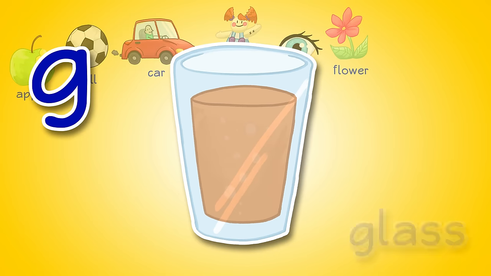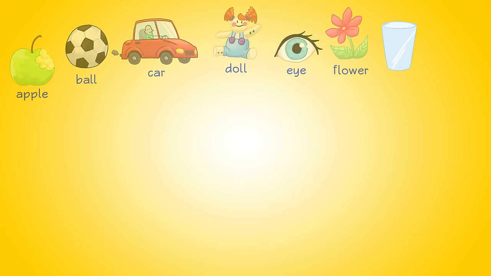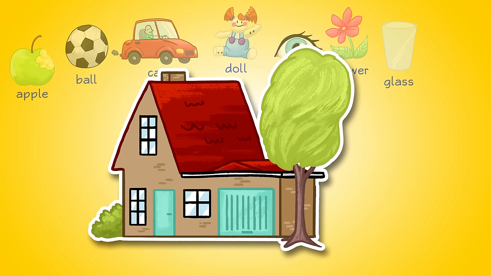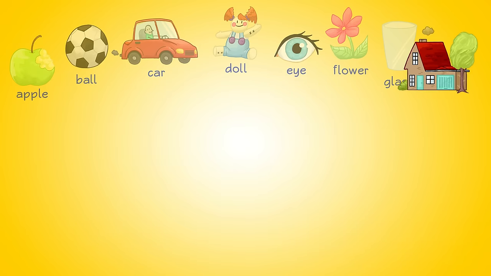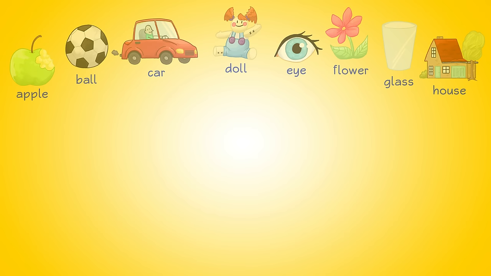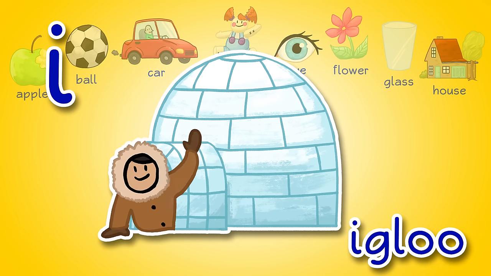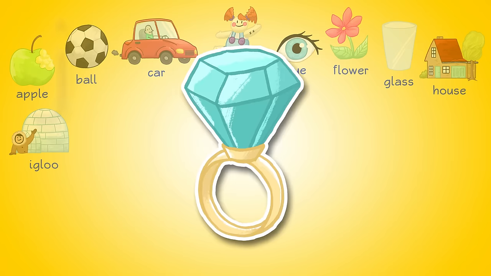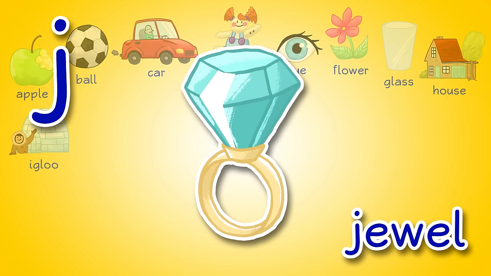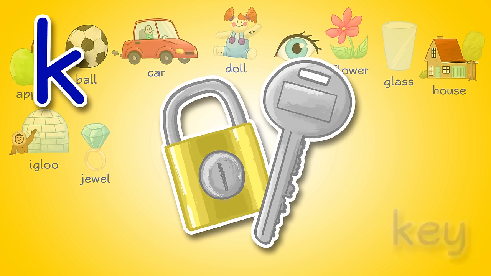G is for glass. H is for house. I is for igloo. Ha ha! J is for jewel. K is for key.